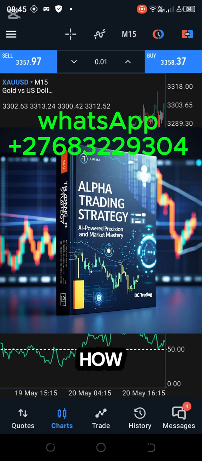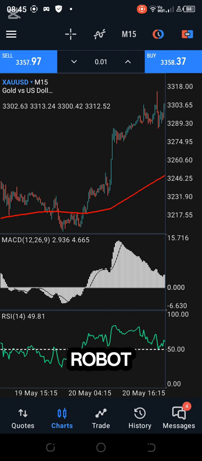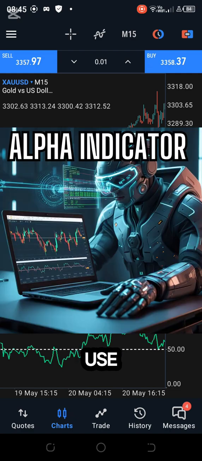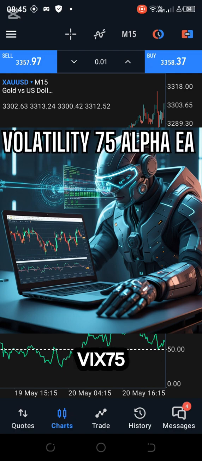So the trading robot is now available, the indicator is now available. I'm going to do a separate video where I'll show you how to use the indicator. For now, we only have the VIX 75 Alpha EA. The trading robot is now available on our website as well.